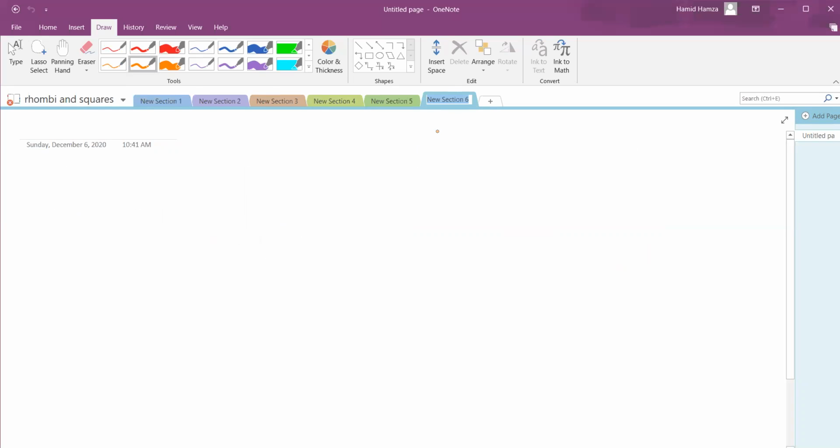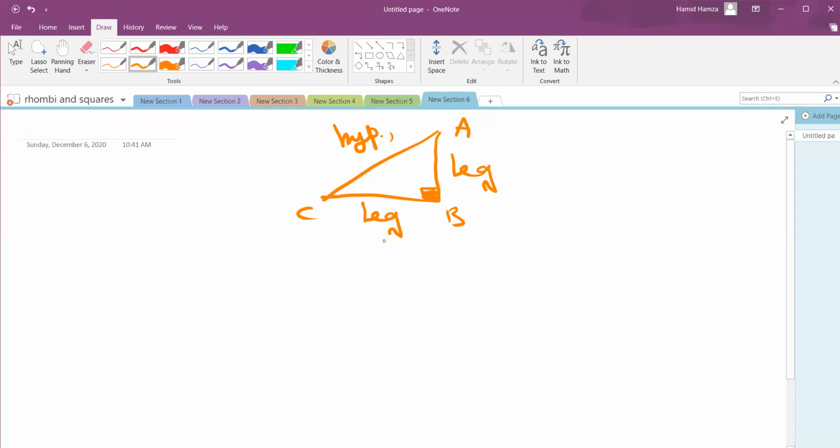The Pythagoras theorem occurs in a right triangle. In a right triangle, each side has a name. The side opposite to the 90 degree angle is named the hypotenuse. And the sides that form the right angle, each one of them is named a leg. So leg and leg.